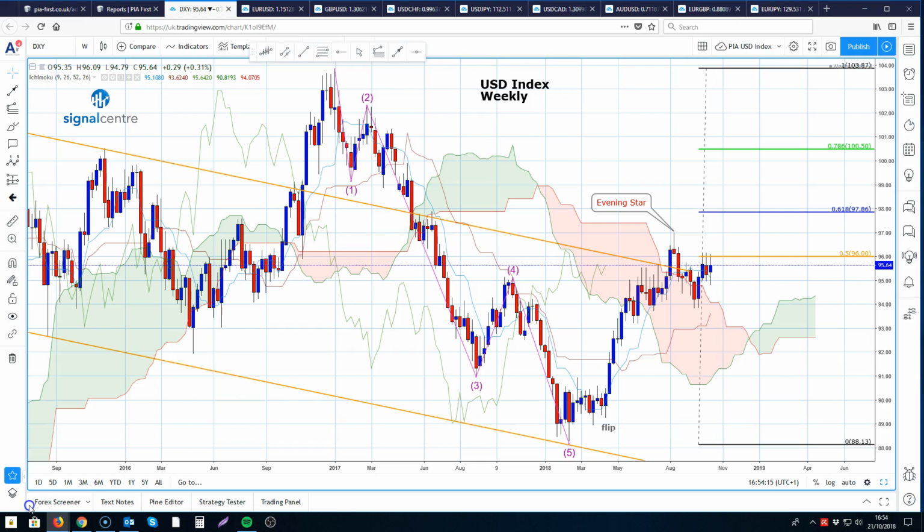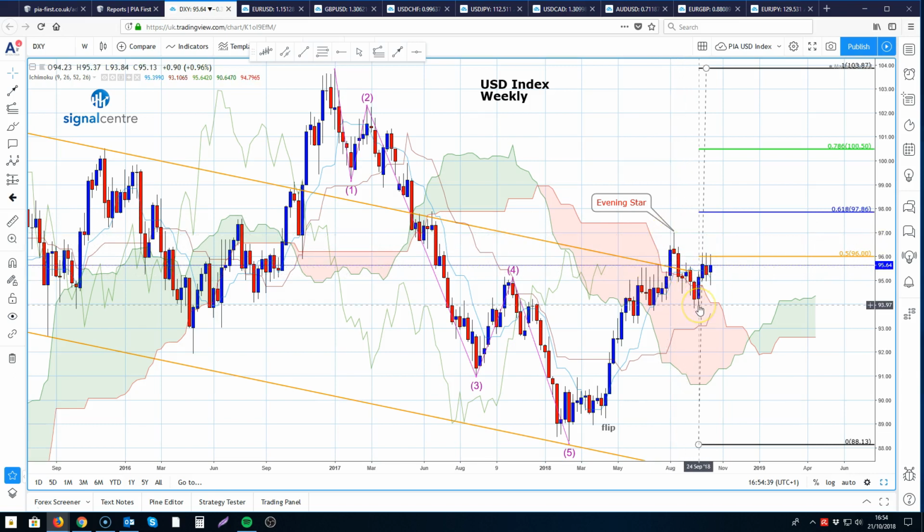Starting off with the dollar index weekly chart, impulse Elliott wave moves to the downside, 1, 2, 3, 4, 5. Period of consolidation at the beginning of 2018, and then this quite impulsive move higher. Now, we have posted a reversal formation at the high, and that's an evening star pattern, that three candle pattern that we see here.